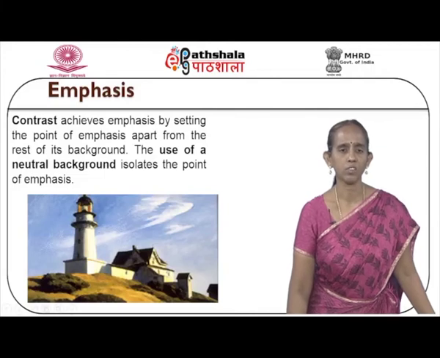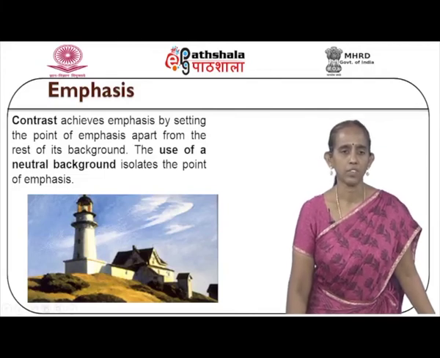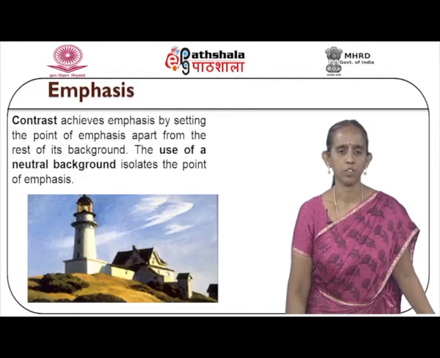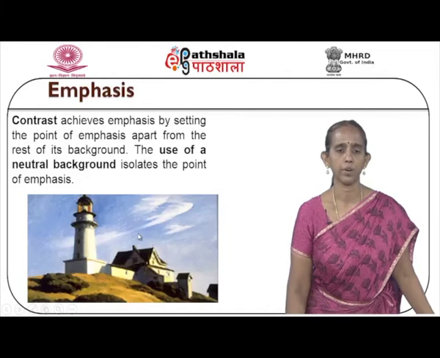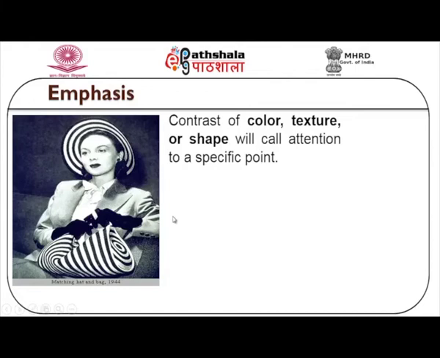This is another example for emphasis, wherein the contrast achieves emphasis by setting the point of emphasis apart from the rest of the background. The use of a neutral background isolates the point of emphasis. So this is a neutral background where there is no emphasis at all. Contrast of color, texture or shape will call attention to a specific point. If it is possible for the designer to provide some kind of contrast changes with respect to color or texture or shape, it will attract the attention of the end user to some specific point in the visuals.